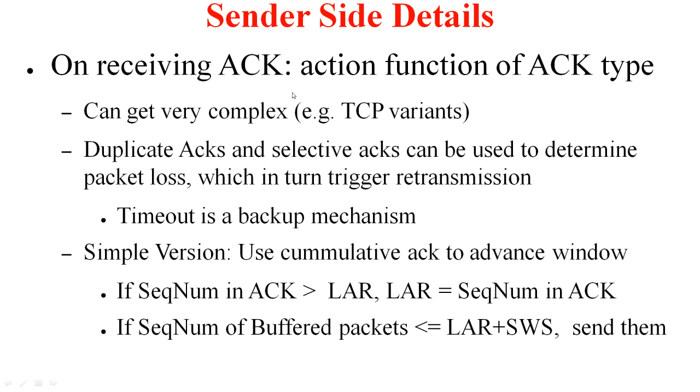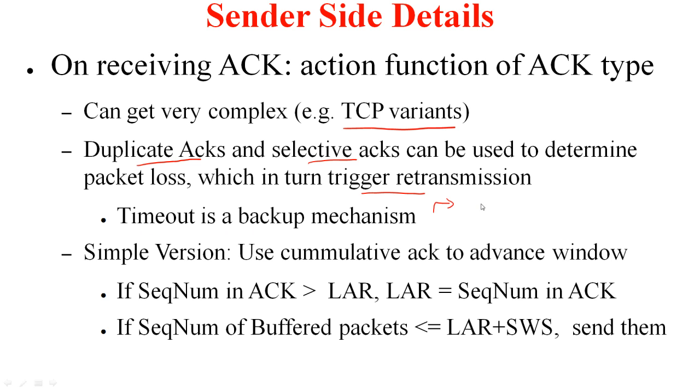So on receiving an ACK, whatever action you're going to do is a function of the type of ACK, and things can get very complex. For example, later when we cover TCP, you will see a lot of variants that have different actions for the same ACKs that come. One thing that is common in many of these protocols is that they rely on the type of ACK, either duplicate or a selective ACK, to make some sense of packet loss, whether a packet was lost or not, and they try to trigger a retransmission. Timeout is only used as a backup mechanism.